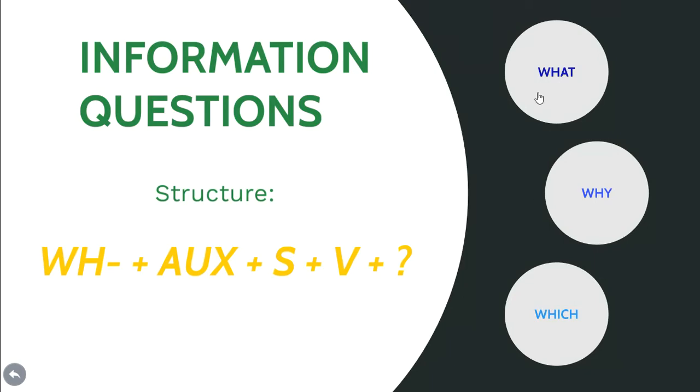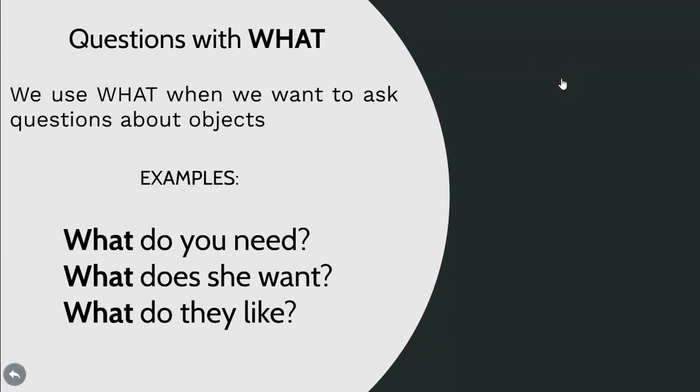Let's go over the first WH question. Questions with what? We use what when we want to ask questions about objects. Examples: What do you need? A black jacket. What does she want? A blue dress. What do they like? Brown shoes.